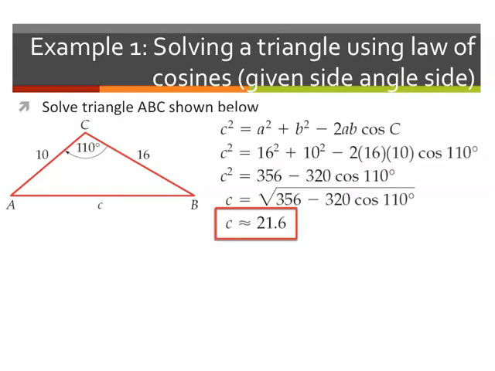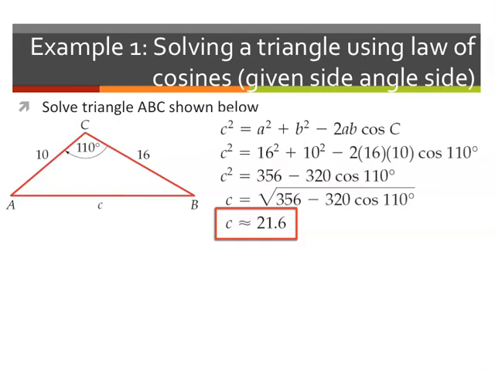Okay, so we found the measure of one side. Now we still need to find the measure of angle A and angle B. Since we have angle C, once we find the measure of angle A, we can just subtract angles A and C from 180 to get angle B. But we still need to find angle A.